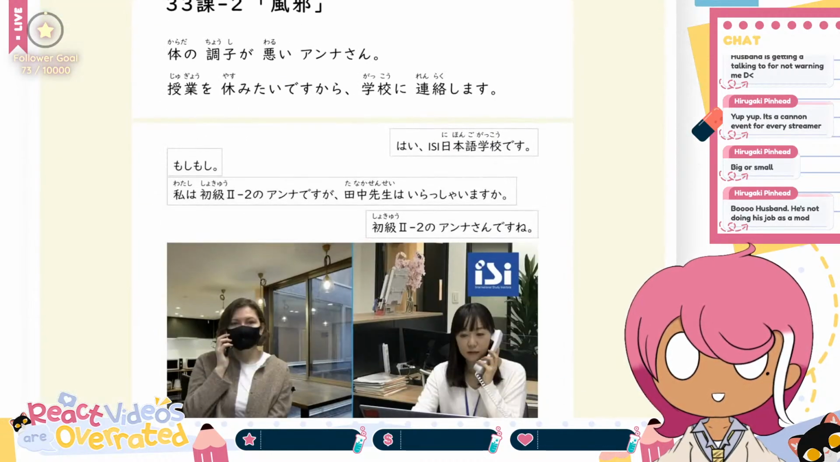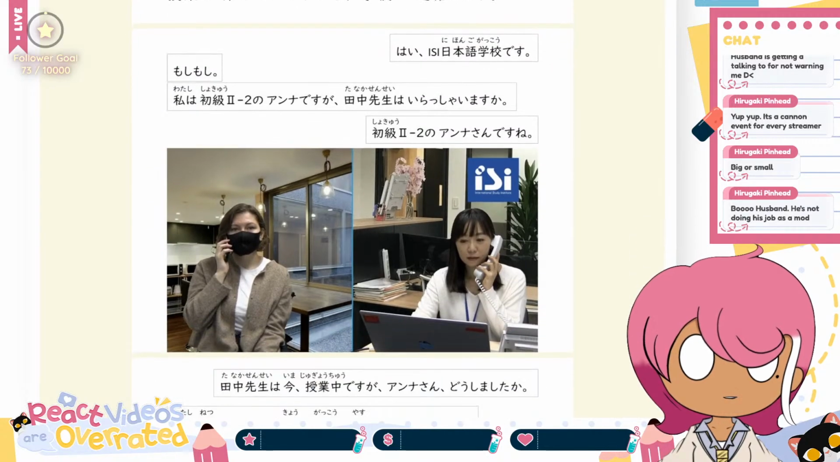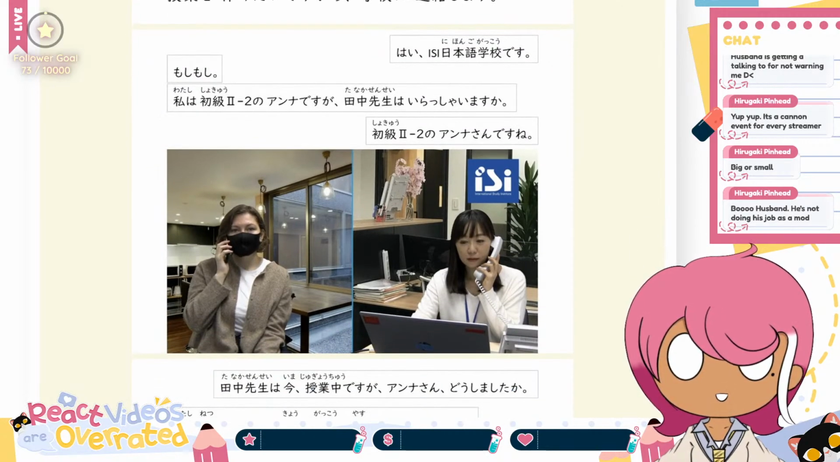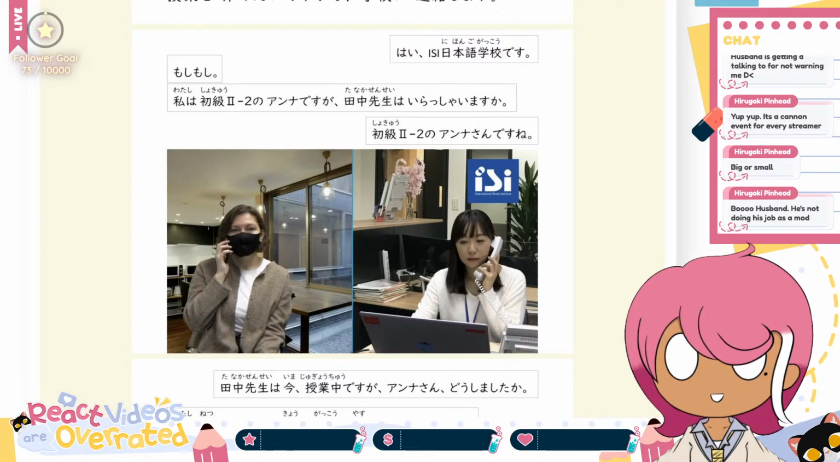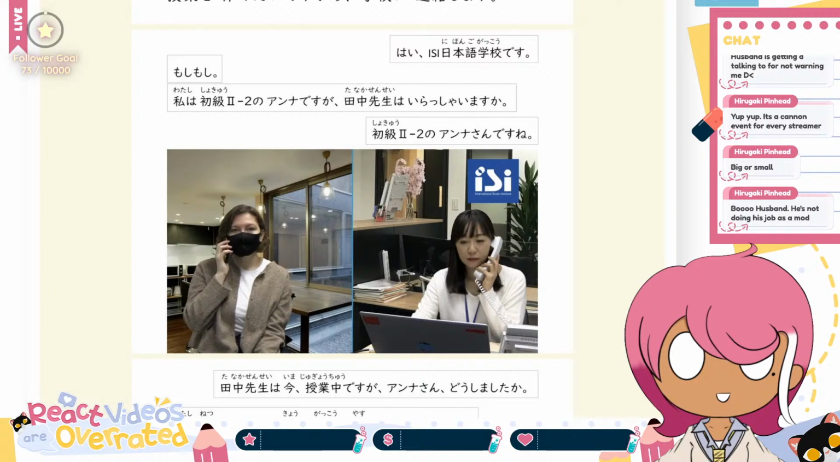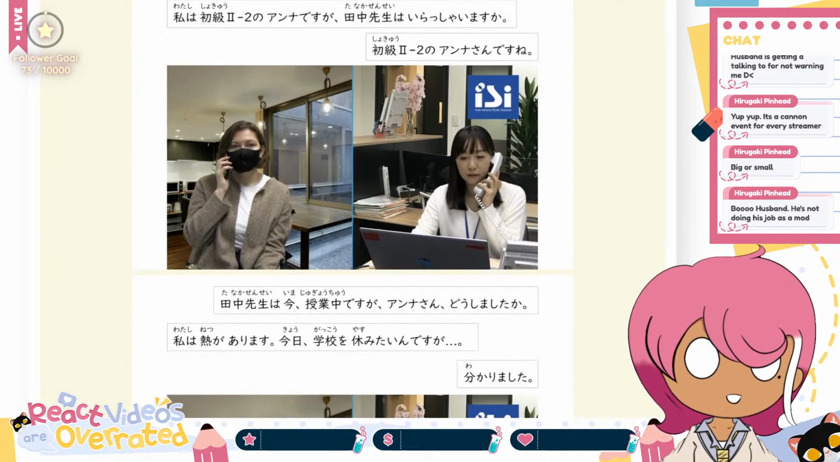All right, so here is the skit. She calls in, moshi moshi, watashi wa shokyu ni no Anna-san desu ka? So this is Anna from class 2-2. Tanaka sensei wa irasshaimasu ka? So is Tanaka-san there? Or Tanaka sensei, our teacher.